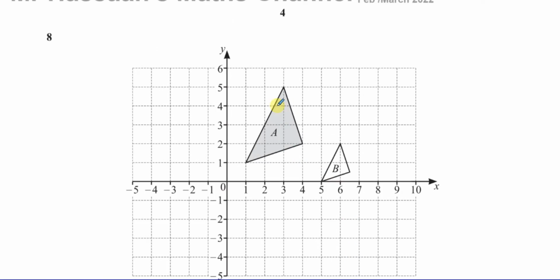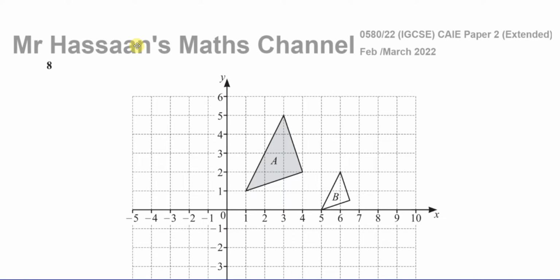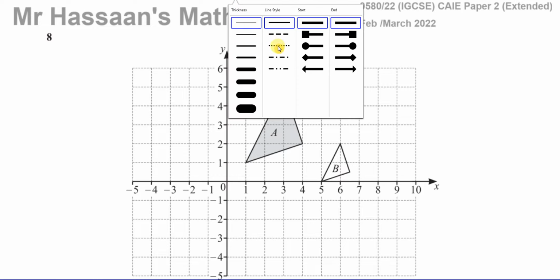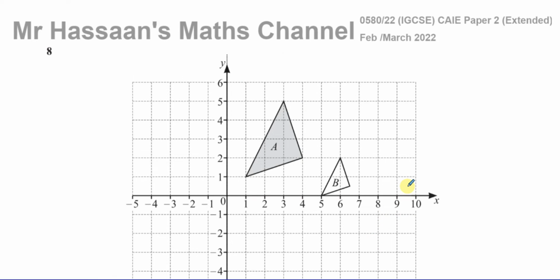Okay, so here's triangle A, this one that's shaded, and we've got to draw its reflection in the y-axis. The y-axis is the vertical axis over here, which is the line x equals 0. When something is reflected in a line, the distance of a point on one side of the line and its image on the other side of the line is exactly the same.